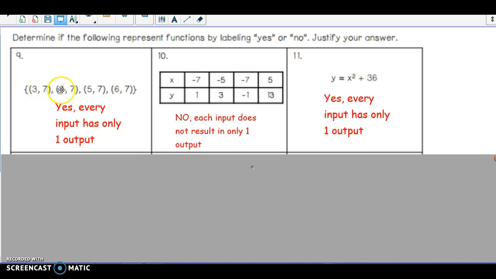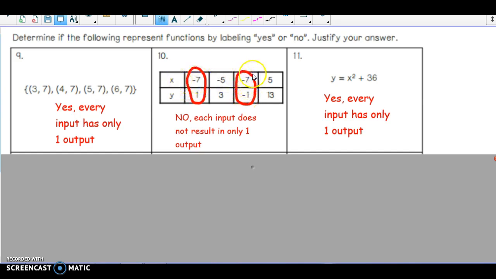3 goes to 7, 4 goes to 7, 5 goes to 7, 6 goes to 7. As long as we don't have any more inputs of 3, 4, 5, or 6, we're good to go. That's why the second question, number 10, is not a function. You have an input of -7 that gives you this output of 1, and then there's another input of -7 that gives you a different solution.